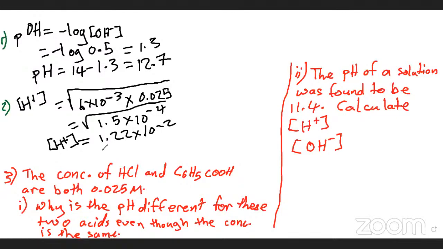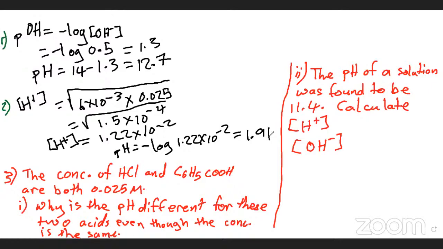All right, and then now, as you know, pH is equal to negative log of 1.22 times 10 to the minus 2, we get 1.91. All right, so that's that part.